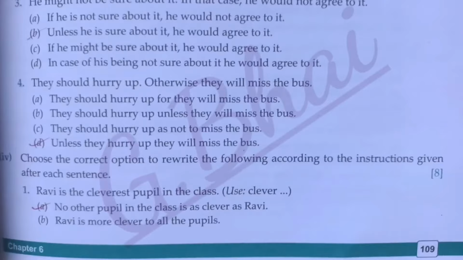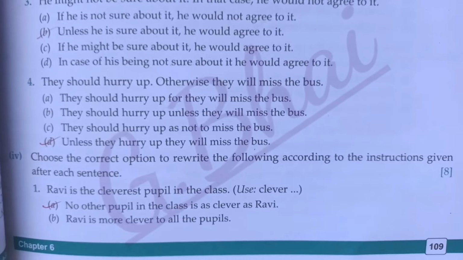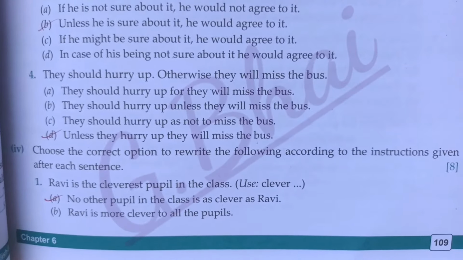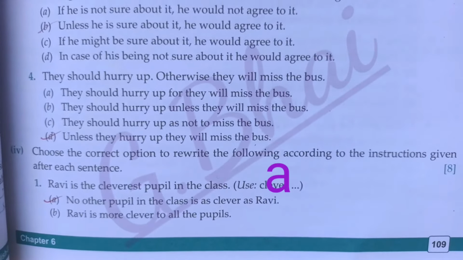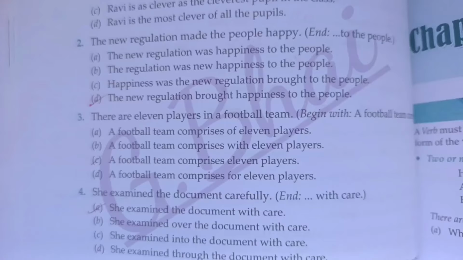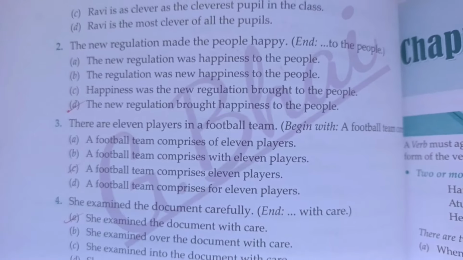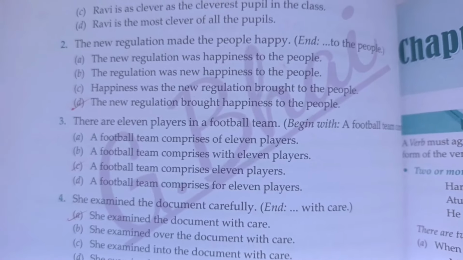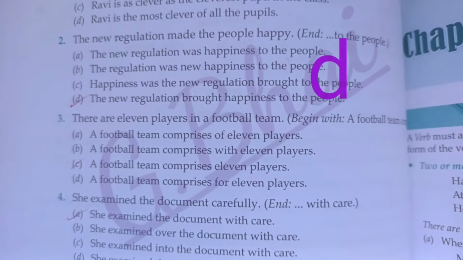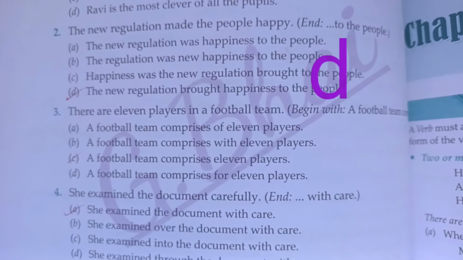Next, number 4, here again select the correct option. So the first one, Ravi is the cleverest pupil in the class. So here option A is correct. No other pupil in the class is as clever as Ravi. Second one, the new regulation made the people happy. So here option D is correct. The new regulation brought happiness to the people.